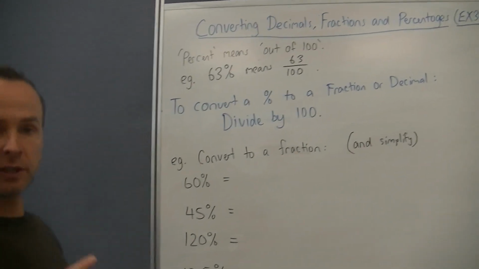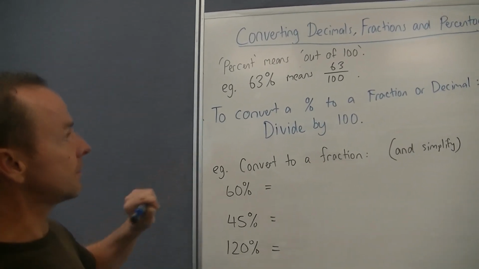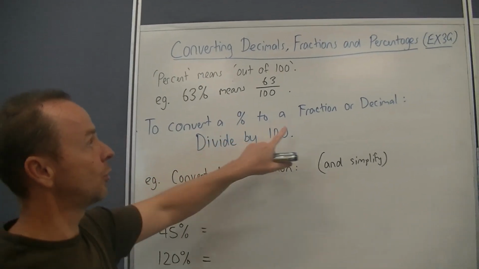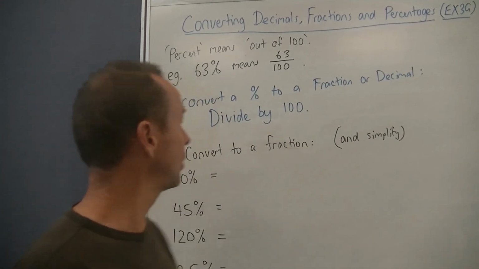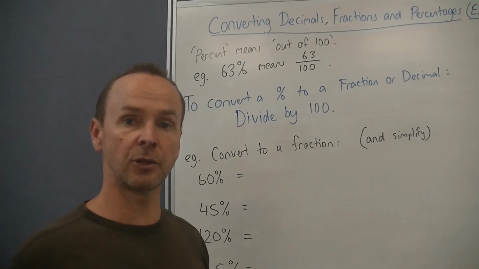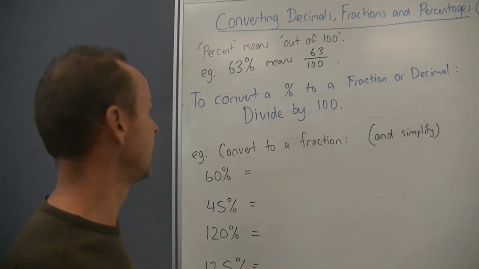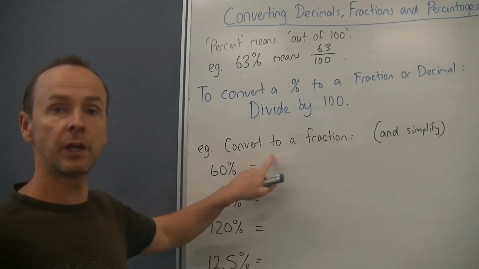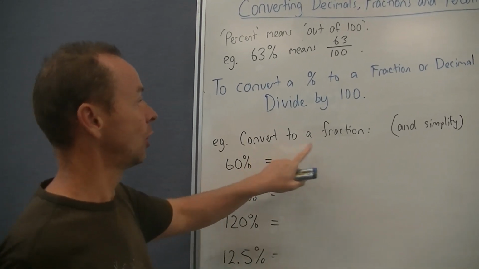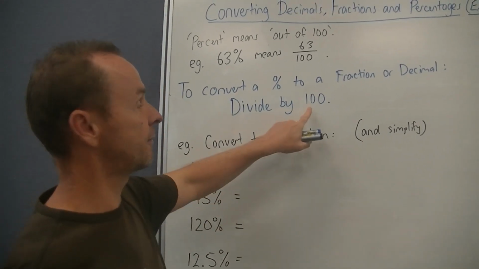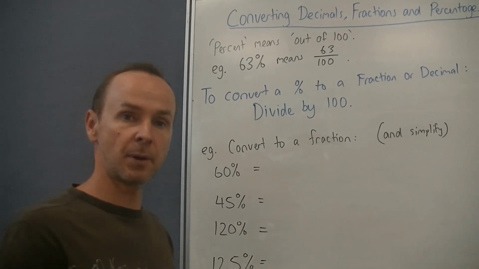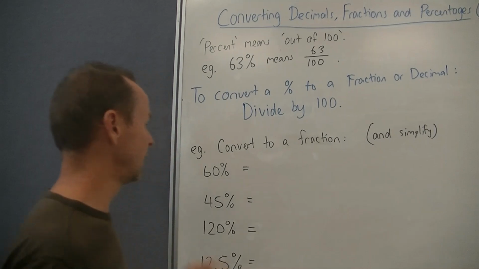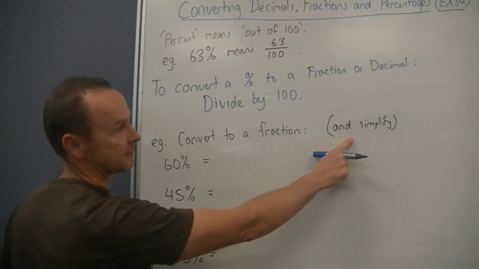Alright, so the gist of this is to convert a percentage to a fraction or decimal. So if you've got a percentage and you're going to get rid of the percentage, all you have to do is divide by 100, and we do that in 2 different ways. The first one, if you want to convert a percentage to a fraction, remember we divide by 100, but we're going to make it a fraction. So to divide something by 100, you go over 100. So watch this everyone, and I said and simplify.